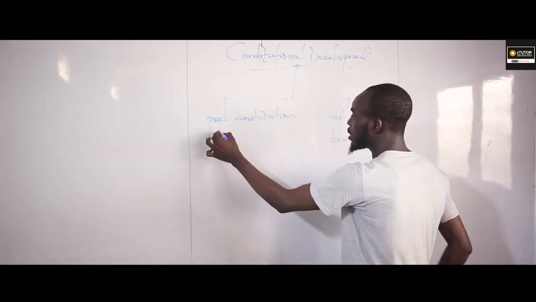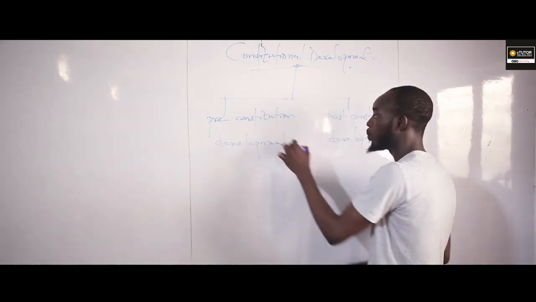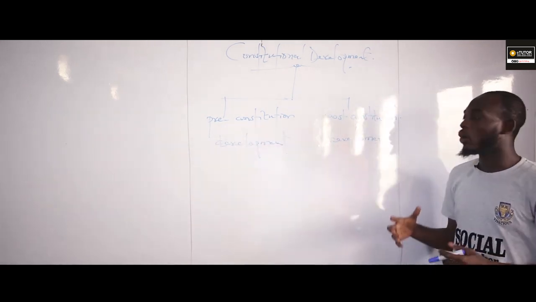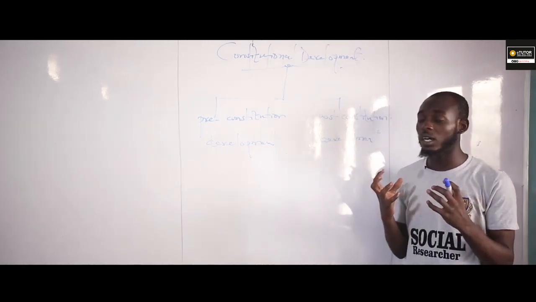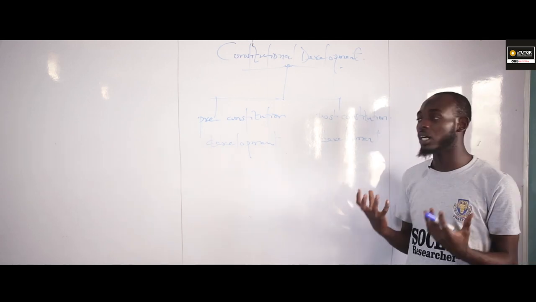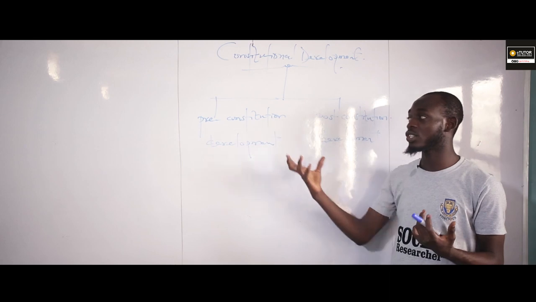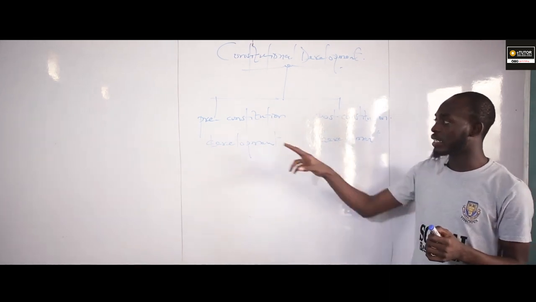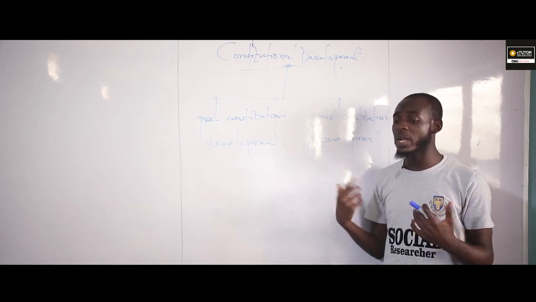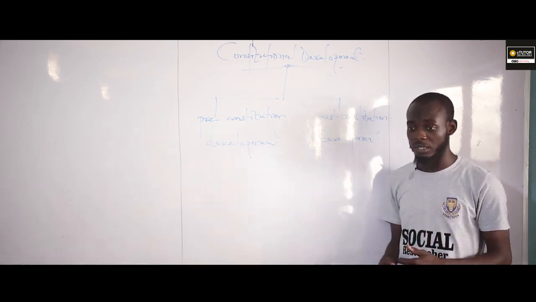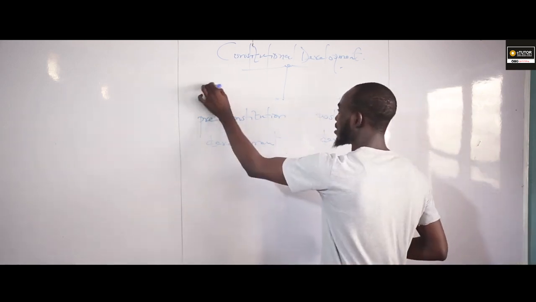Now, the first one is pre-constitutional development and post-constitutional development. Under government, there are a lot of things we need to understand. One of the basic topics that come out whenever we have WAEC or JAMB is constitutional development. Pre-constitutional developments are the constitutions we have before we got our independence in 1960.